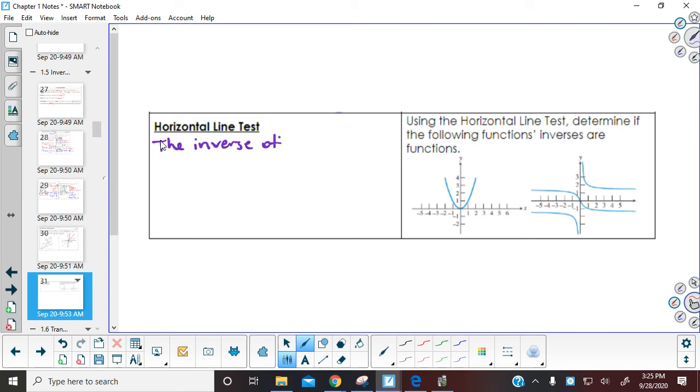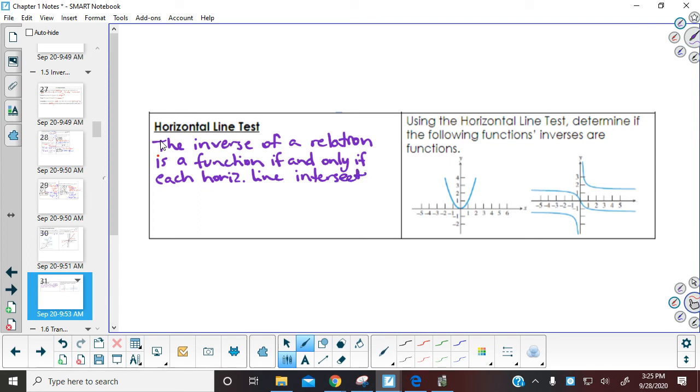The inverse of a relation is a function if and only if each horizontal line intersects the graph of the original in at most one point.